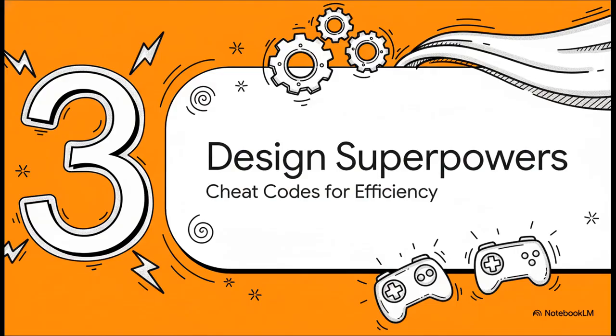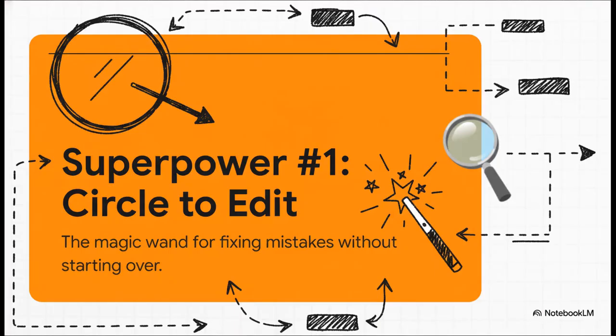But now let's see how it actually works. We're going to look at 3 specific features that honestly feel less like tools and more like superpowers. These are basically cheat codes for getting way ahead of the competition. All right, superpower number 1, circle to edit.